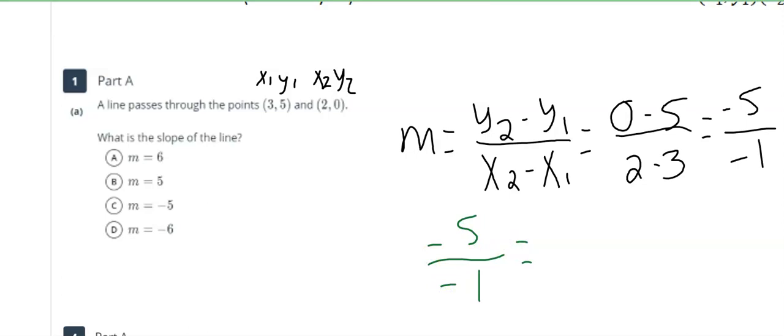Now remember, if we have a negative number divided by a negative, it changes to a positive. So this is really 5 over 1, and 5 over 1 is just equal to 5. So my slope here would be B. M is equal to 5.